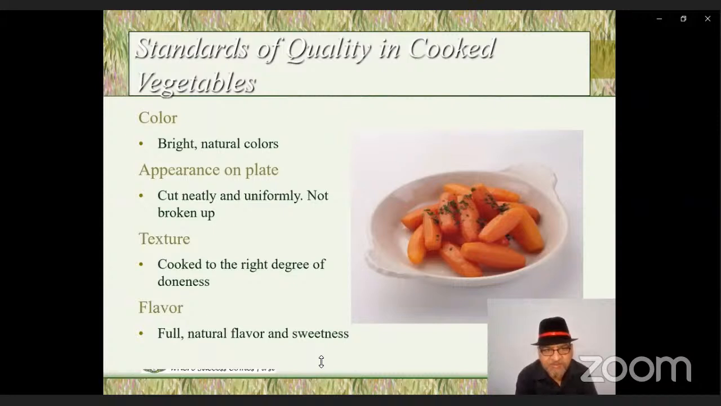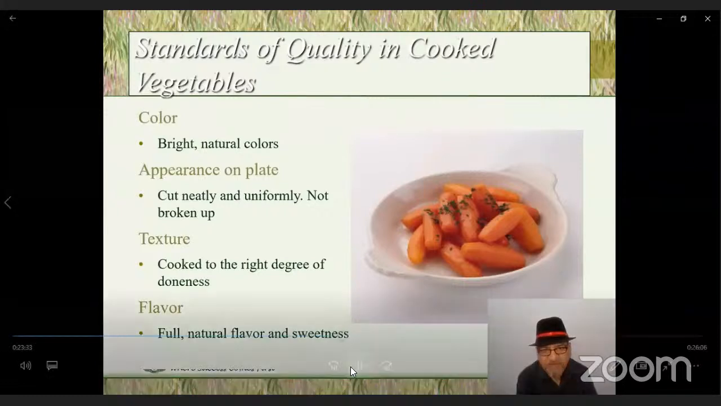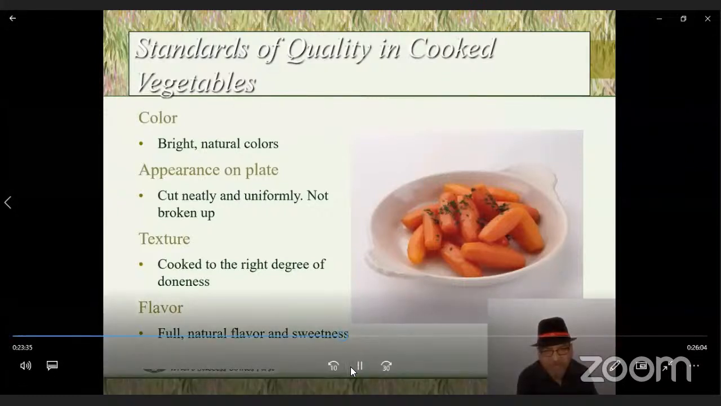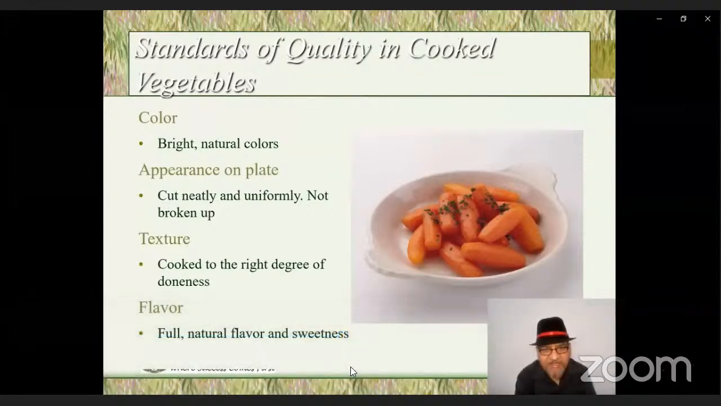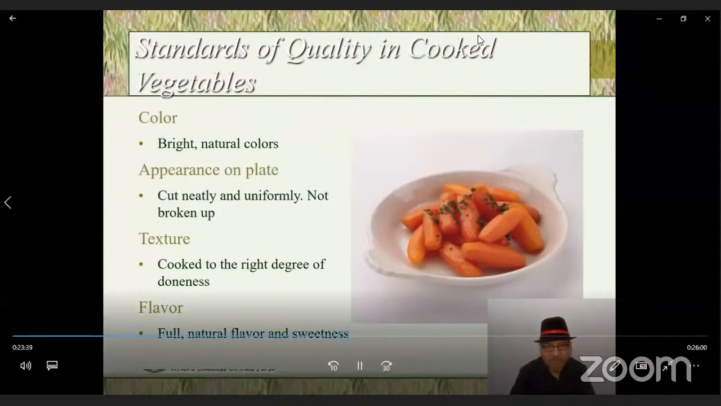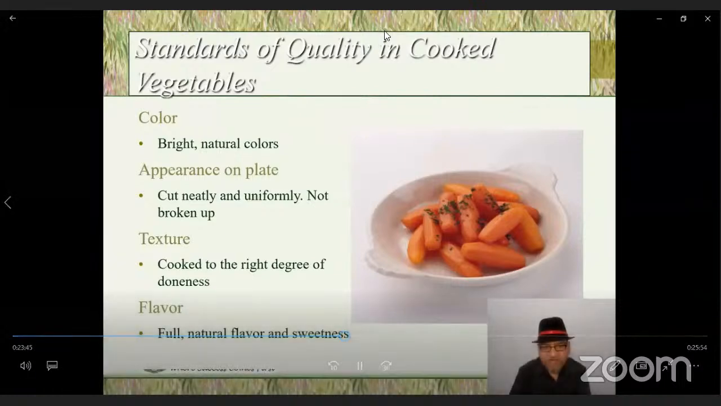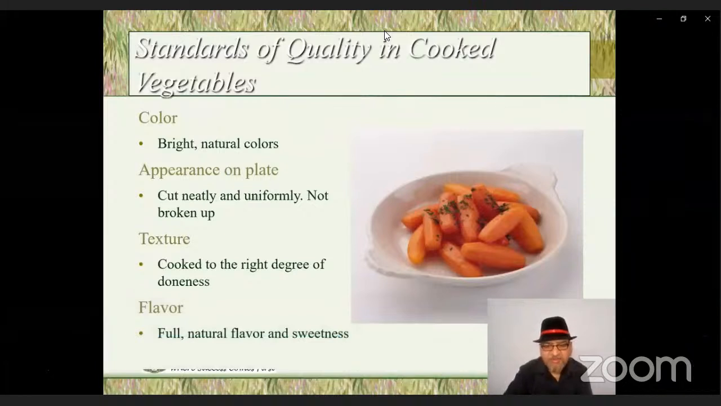Standards of quality in cooked vegetables. Color of the vegetable should be bright and natural. Appearance on plate, cut neatly and uniformly, not broken up. Texture, cooked to the right degree of doneness, and flavor, full natural flavor and sweetness.